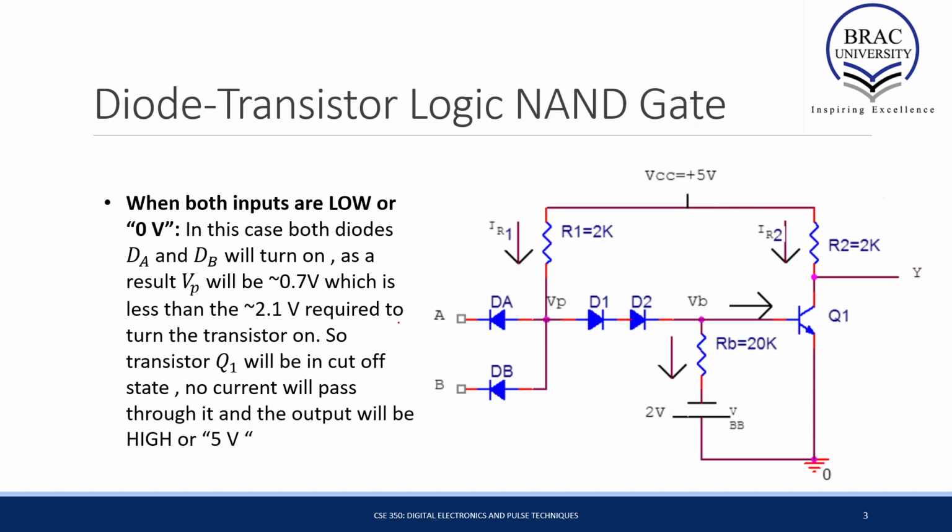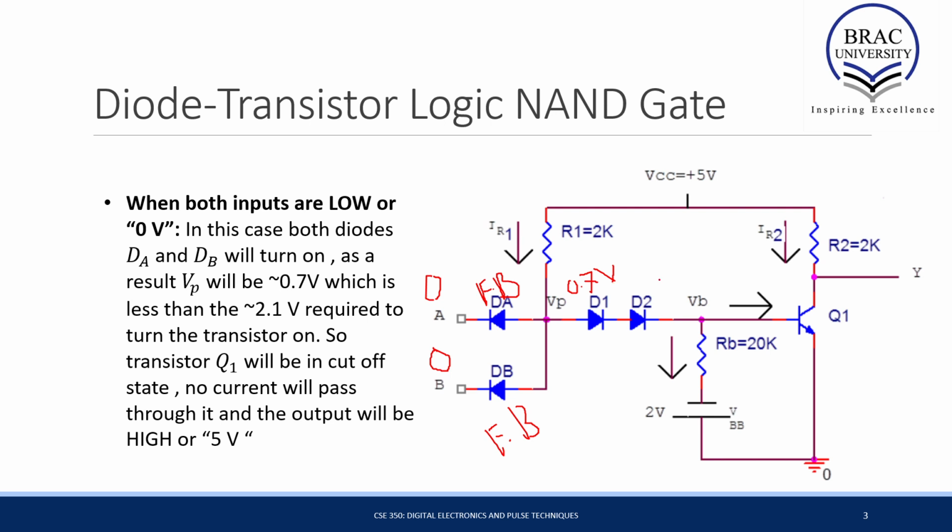Now we will look at all possible combinations of input for the circuit shown in this slide. When both inputs are low, the two diodes will turn on. They will be forward biased. So this point Vp will have a voltage equal to 0.7 volt.